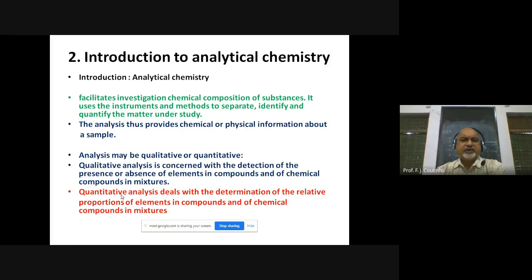Qualitative analysis is concerned with the detection of the presence or absence of elements. Inorganic qualitative analysis we are going to study when we do practicals. But here we are going to study quantitative analysis, which deals with the determination of relative proportions of elements in compounds and of chemical compounds in a mixture.